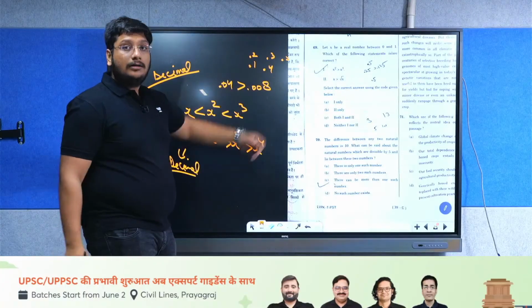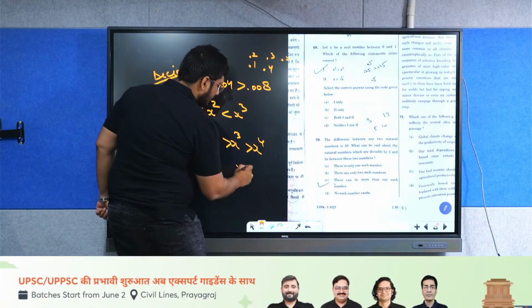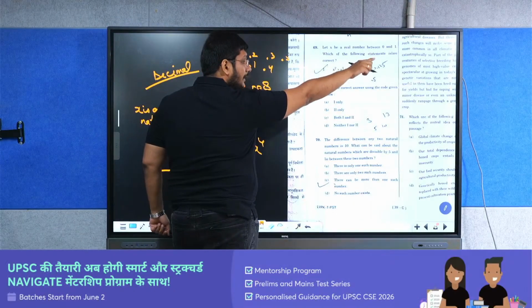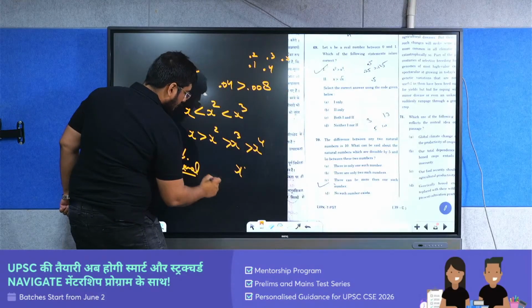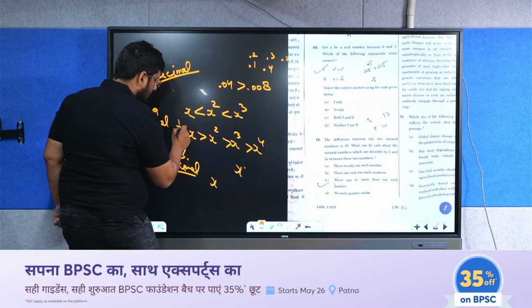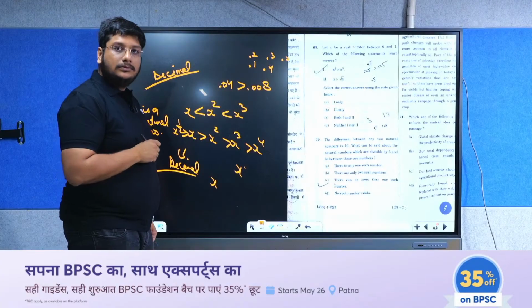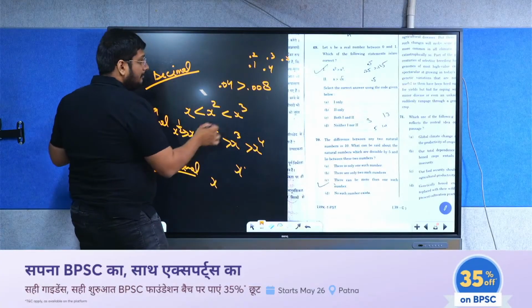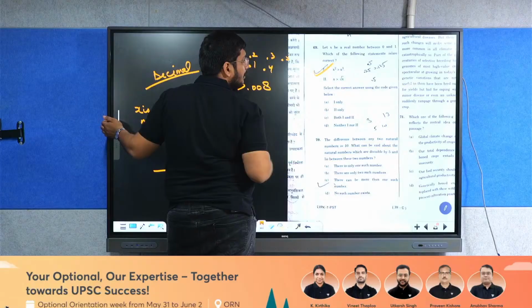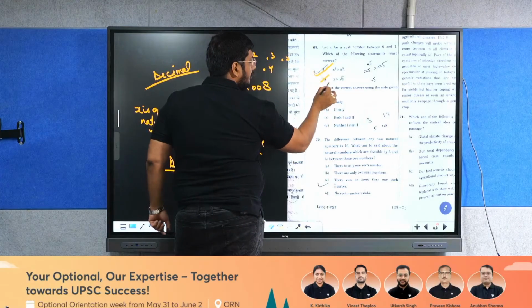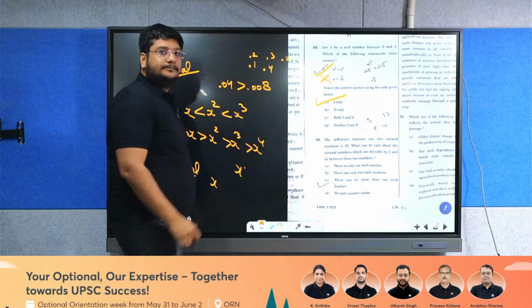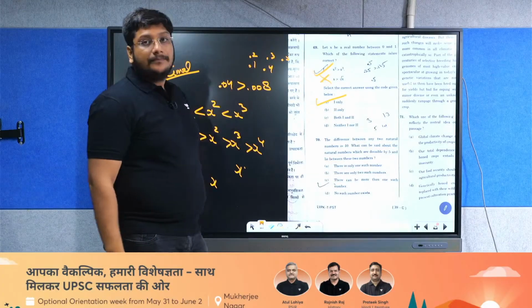Same logic here. That means x is, this is x to the power 1 by 2. X to the 1 by 2. Clear? So that means this is correct, but this is not. A only. Clear?